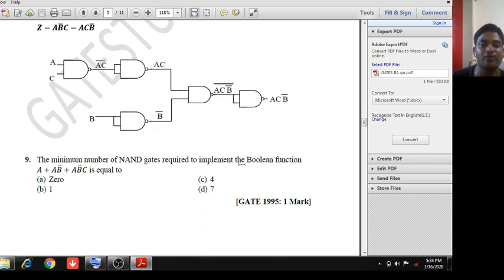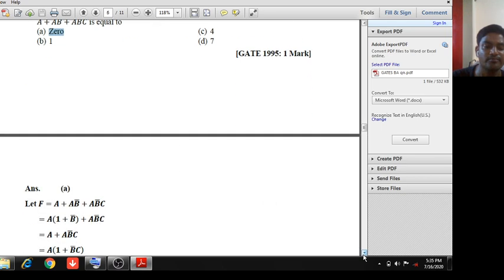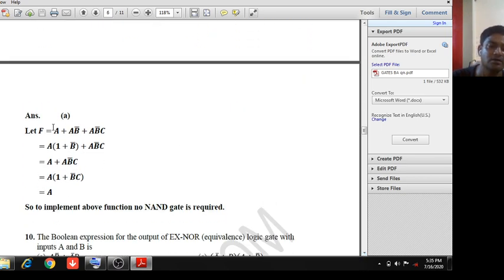Next, the minimum number of NAND gates required to implement the function. This type of question I have already given in the assignment. Take A common, so A times (1 plus B bar plus B bar C), and you know 1 plus something is equal to 1 in Boolean algebra. So y equals A. Now the minimum number of NAND gates is 0, you need just a wire. So the answer is 0. The explanation is given here: A times 1 plus something is A, so no gate is required.